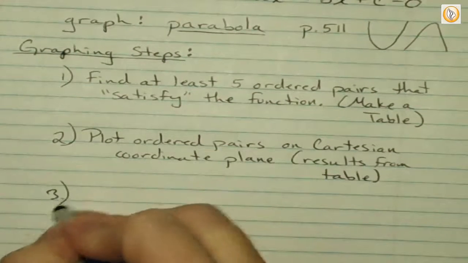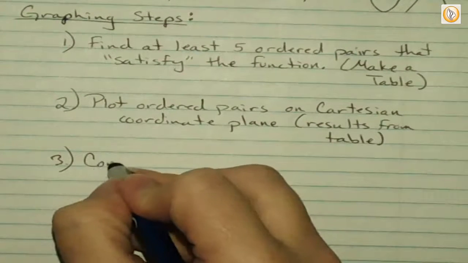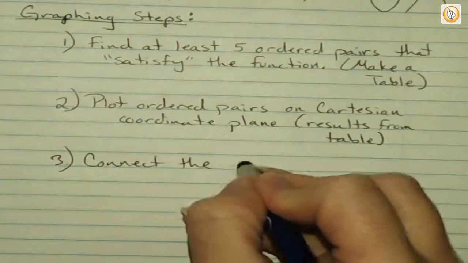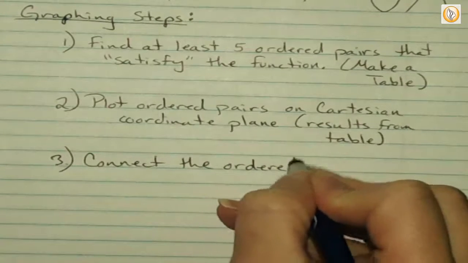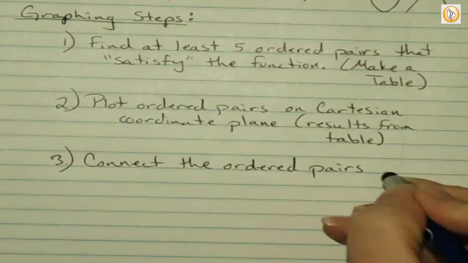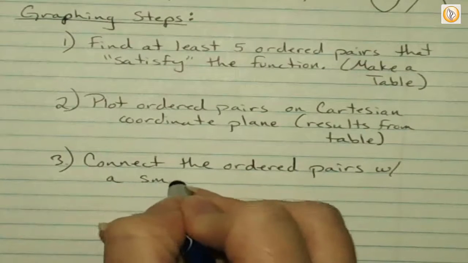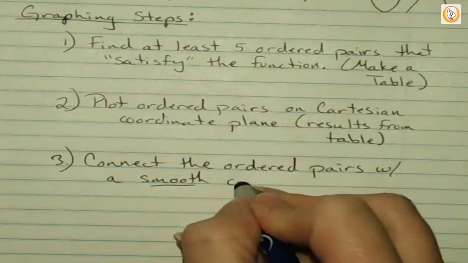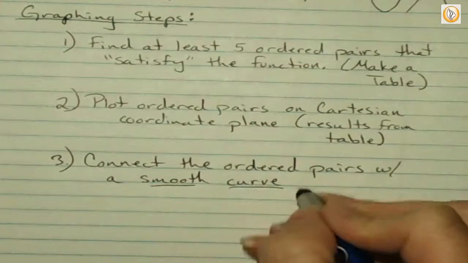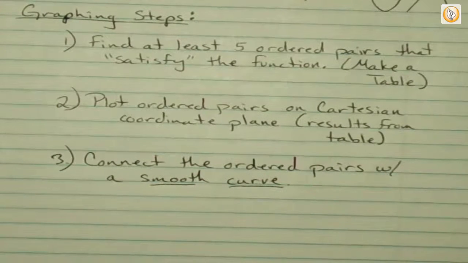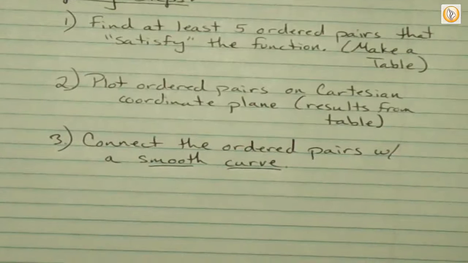All right, step 3. You're going to connect the ordered pairs with a smooth curve. And guys, again, these are quadratic functions. If your graph does not look like a parabola, or if it started off as one and then all of a sudden goes off in a weird direction, you have done something wrong. That's going to be your clue.